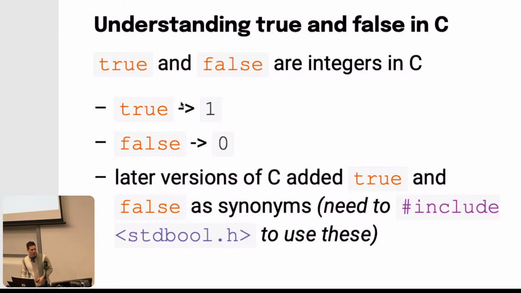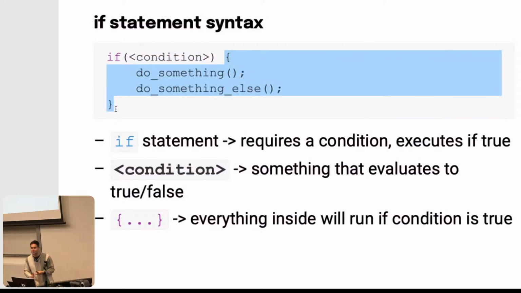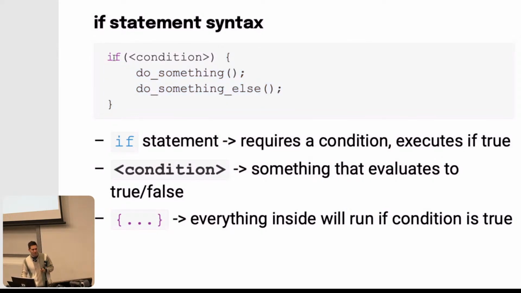So we said 1 is true. If asks a question. If something is true, if I have a true value here, then I will do whatever is in the block. Is it because we don't have an else statement? We haven't introduced else yet, so let's not skip too far ahead. So this is the structure of the if statement. If something is true, do this block.